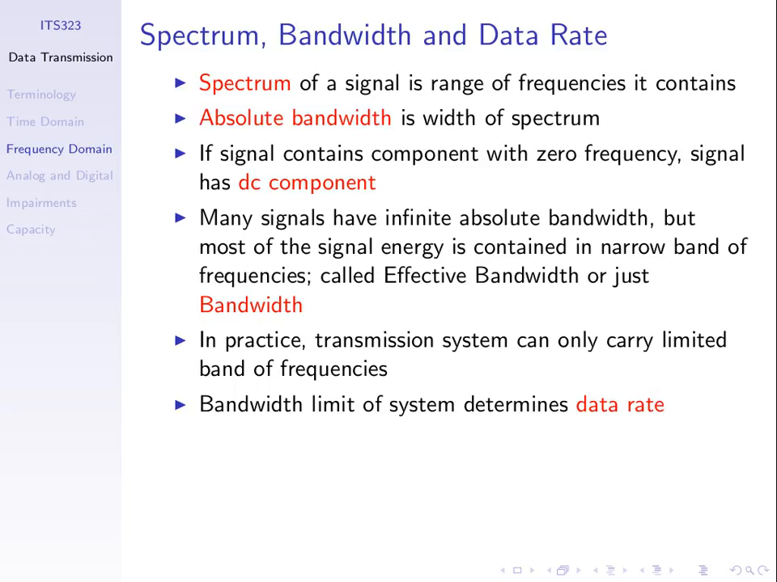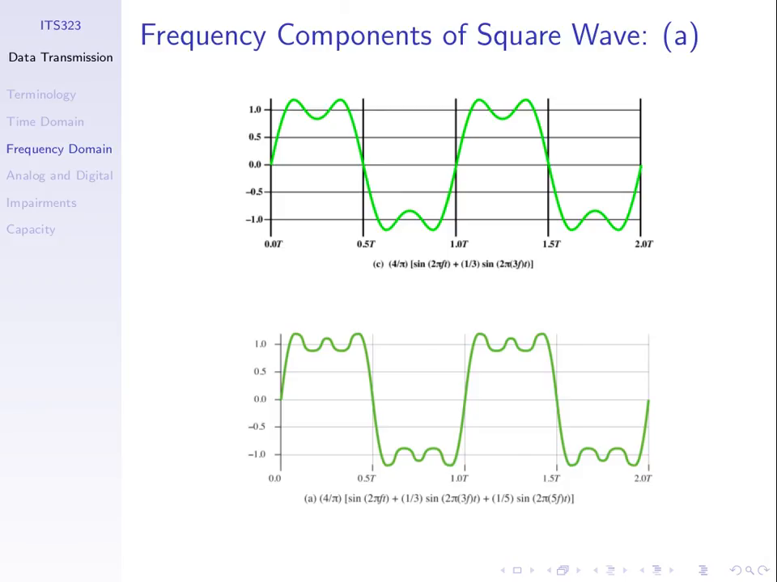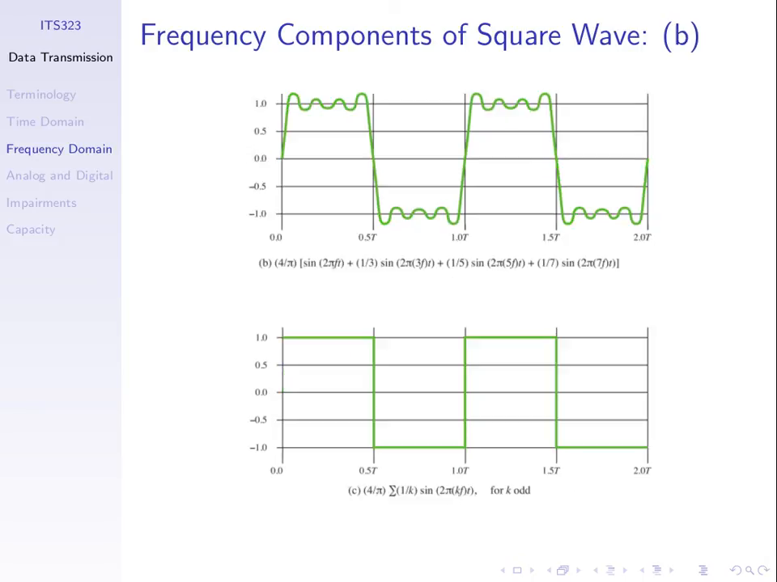This is the key point that we want to get to. The bandwidth that we have available for our system, the range of frequencies that we can transmit, limits or determines the data rate, how many bits per second we can send. Let's look at some plots and see if we can see the relationship between some of the factors and data rate. These slides are similar to what we plotted last week, just adding different components, and we get 2 components, 3 components, 4 components, and an infinite number of components.